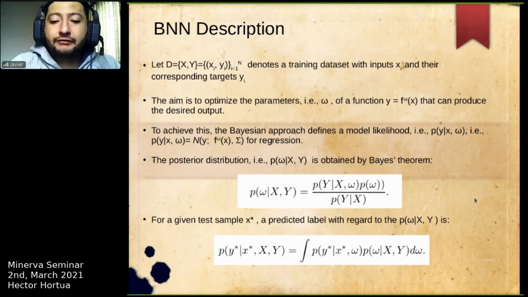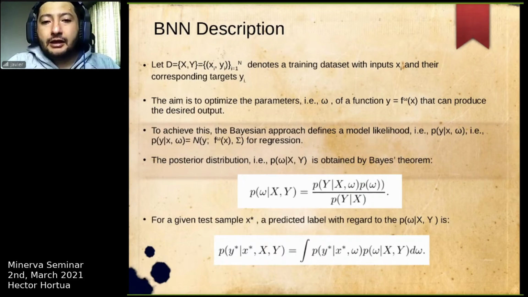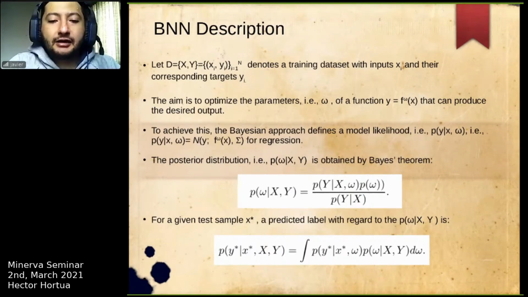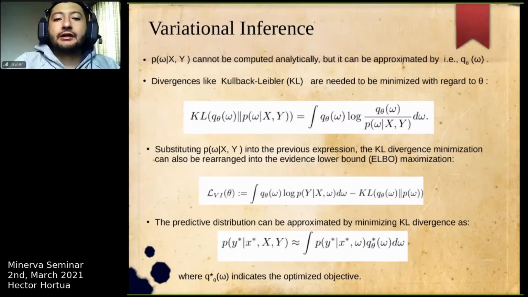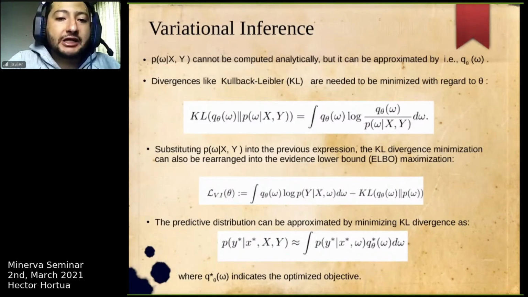Okay, so for computing this integral, you can, for instance, use Monte Carlo. But the problem with neural networks is that most of them contain thousands or millions of weights. So in this case, computing this integral using Monte Carlo is intractable. So we need to propose alternative methods for solving this integral. One of these methods is called variational inference.